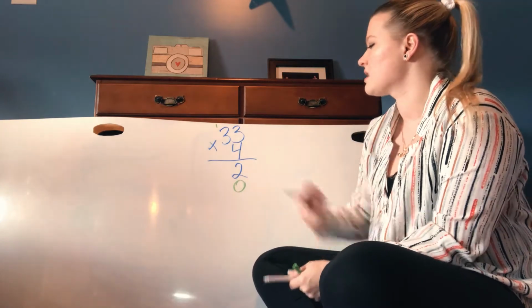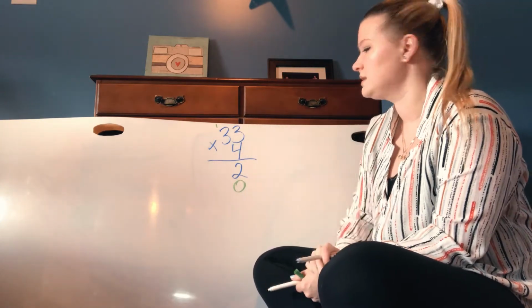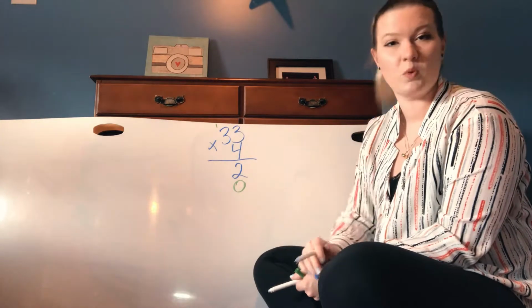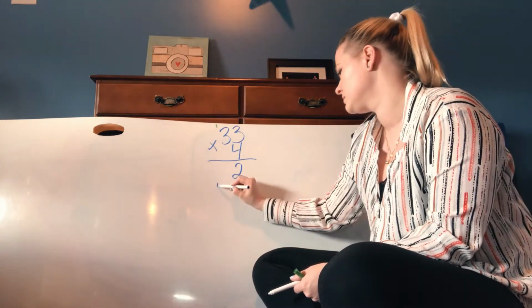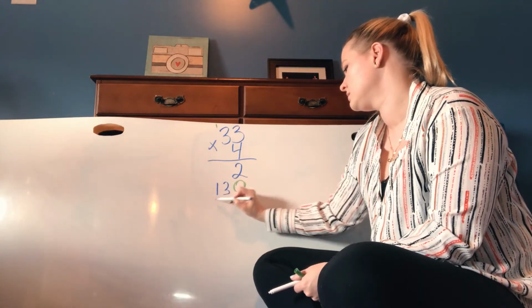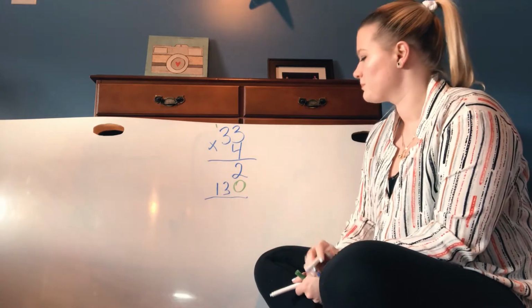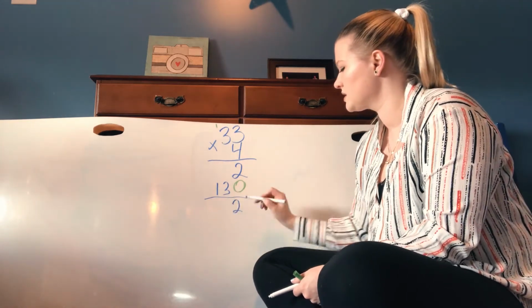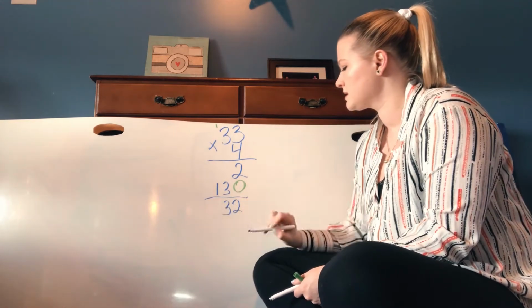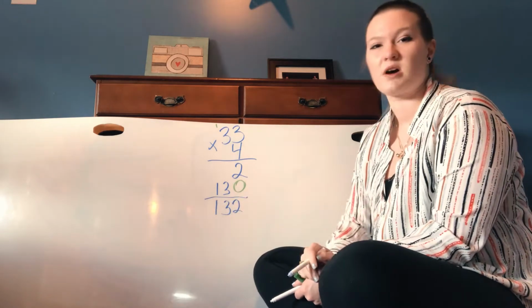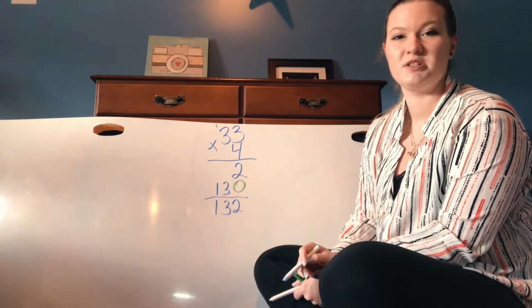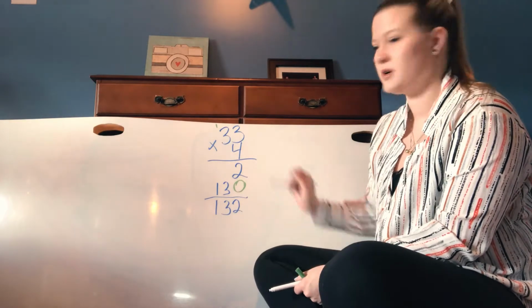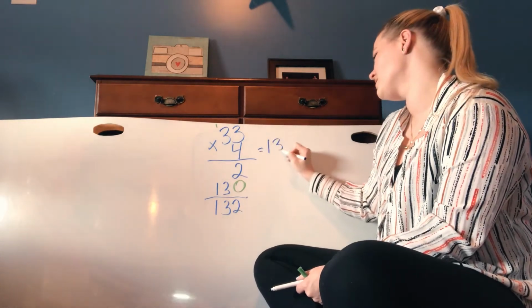Now we're into the tens column. 4 times 3, 12, plus 1 is 13. Then we add those up. Got a 2 in the ones column, a 3 in the tens column, and a 1 in the hundreds column. So we have 132. 33 times 4 equals 132.